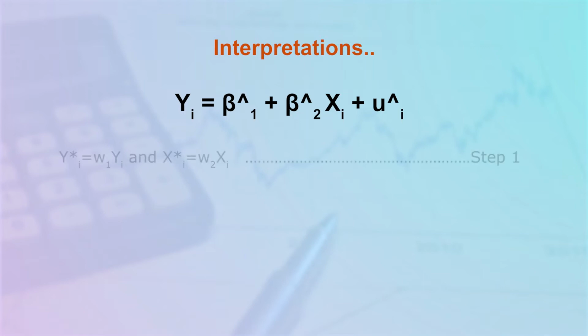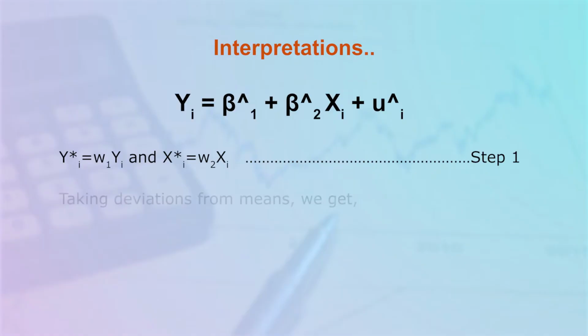So what we observe in step 1, we consider yi star to be w1 yi, which means w1 is the weight attached with y1, and x1 star is w2 into x1, which is again the weight attached with x1, and that is what we get in step 1.